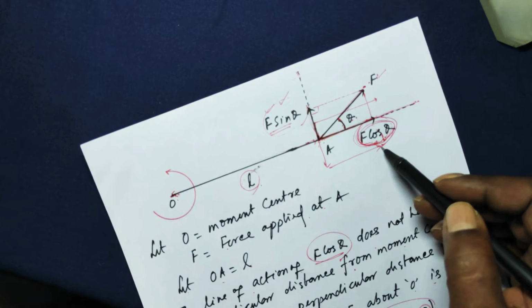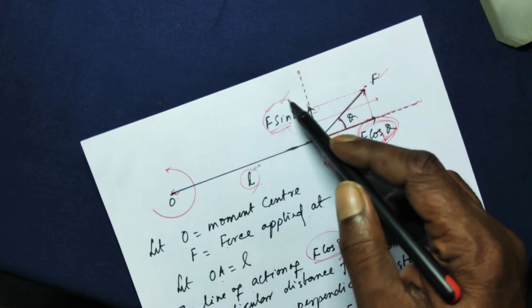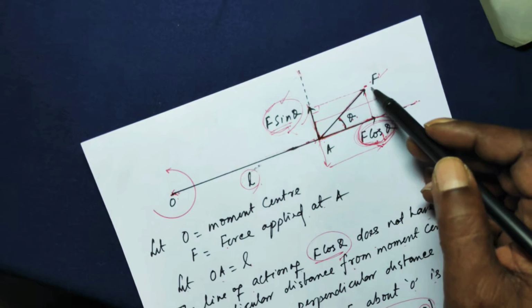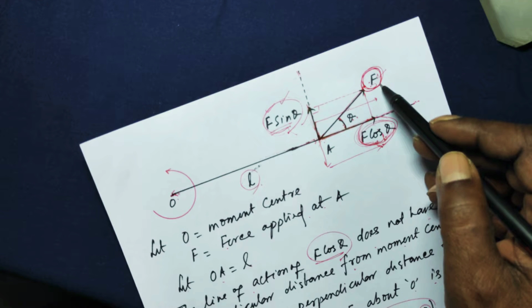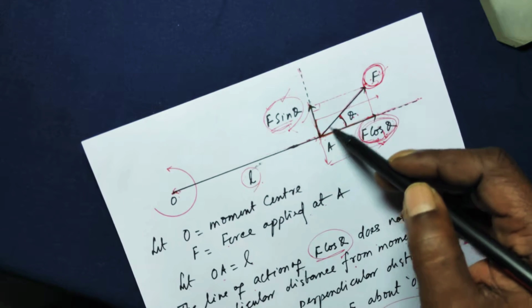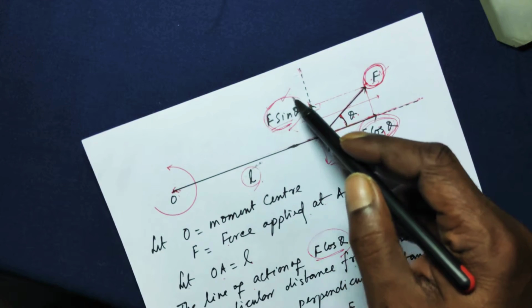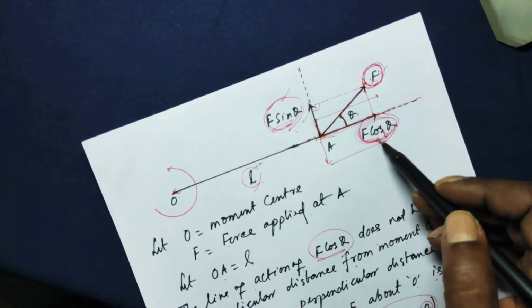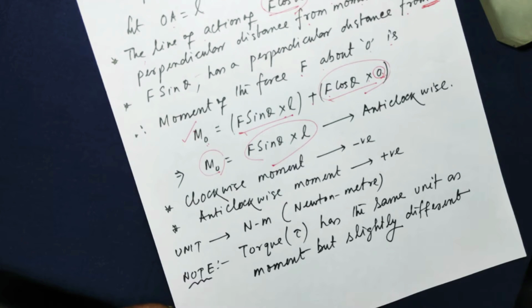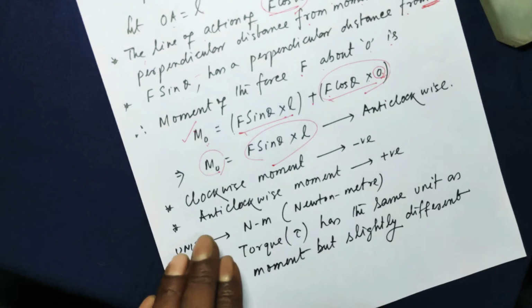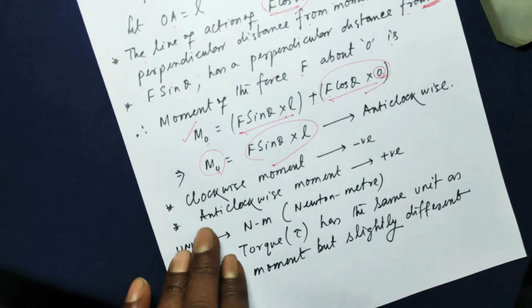The component F cos theta does not contribute. The component F sin theta contributes. Therefore, the overall effect of F making angle theta with horizontal is due to F sin theta only, but not due to F cos theta. So, that is what I have written here now.